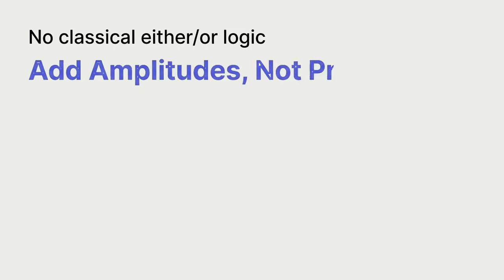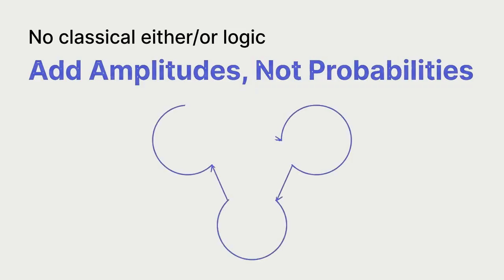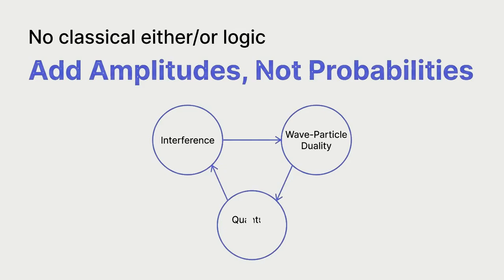So what does the double-slit experiment really tell us? It tells us that nature does not follow classical either-or logic at a fundamental level. When alternatives are indistinguishable, quantum mechanics demands that we add amplitudes, not probabilities. From that single rule come interference, wave-particle duality, and the need for quantum mechanics itself. That's why this experiment is famous. It's the smallest, cleanest place where the classical picture breaks and the quantum one has to take over.